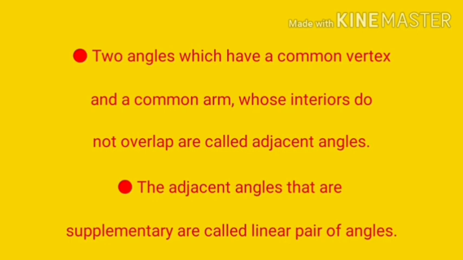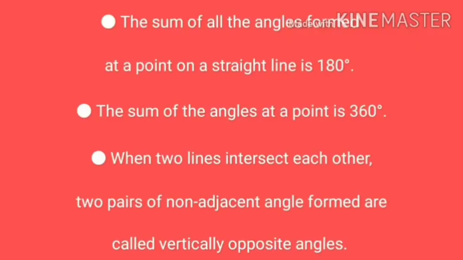Two angles which have a common vertex and a common arm whose interiors do not overlap are called adjacent angles. The adjacent angles that are supplementary are called the linear pair of angles. The sum of all the angles formed at a point on a straight line is 180 degrees. The sum of the angles at a point is 360 degrees. When two lines intersect each other, two pairs of non-adjacent angles formed are called vertically opposite angles.